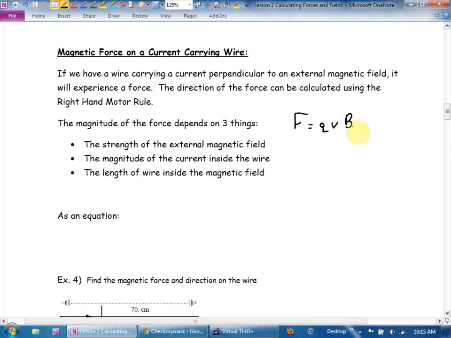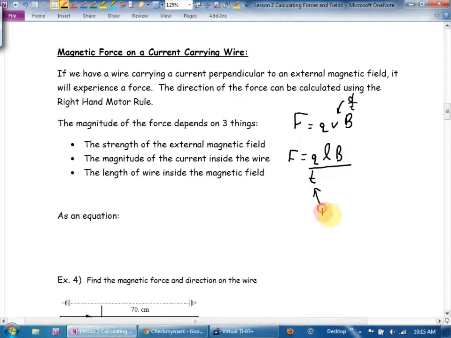Where v is really distance over time. So you could rewrite this as q times distance. Now instead of the letter d, I'm going to use the letter L for length of wire, times B, over, and I'm going to be really clever. Instead of putting the t in the middle, I'm going to put the t right there under the q, because on our formula sheet, we do have an expression for q over t. What is q over t? From the last unit, current.